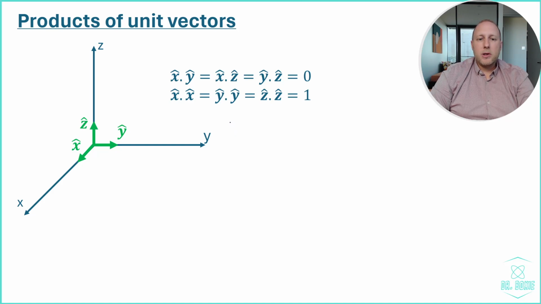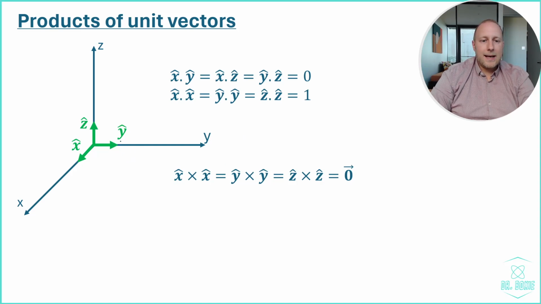What can we say about the cross product? Well, for the cross product, we saw that the cross product of a vector with itself is always 0. That means that all three of these are 0. What can we say about the cross product of the mixed products? So x hat with y hat, for instance. Well, let us look at that.